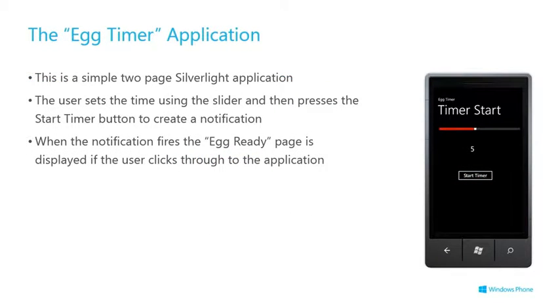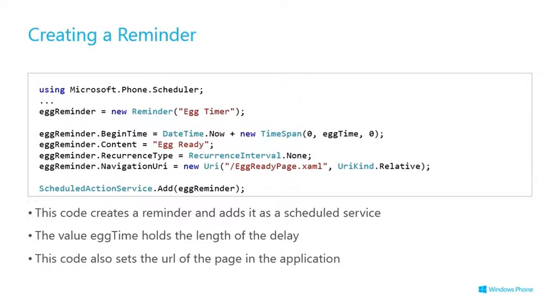Now, as a simple little example of this, we've got a rather poor example of the usage of an alarm. You set the time with a slider and then press the start timer button to create the notification. When the notification fires, it's deep linked to a second page on this app, which simply says your egg is ready. There's some scope for improving the UI on this one, to be honest. Egg timers are in big demand still, aren't they? Yeah, absolutely. I'll explain when we run the demo why it's surprisingly difficult to do in code.